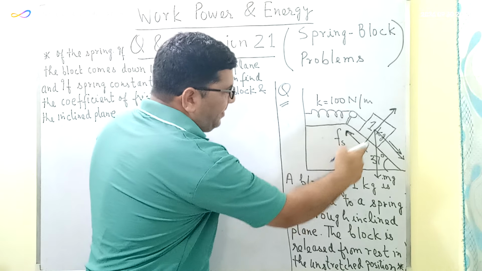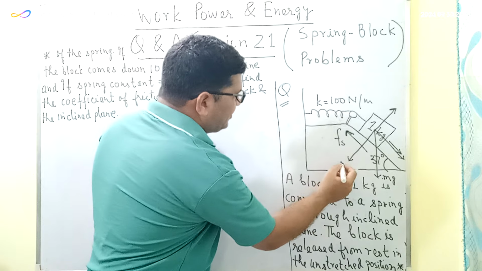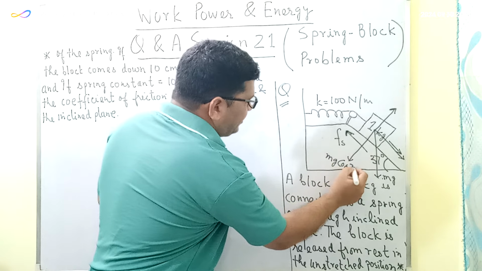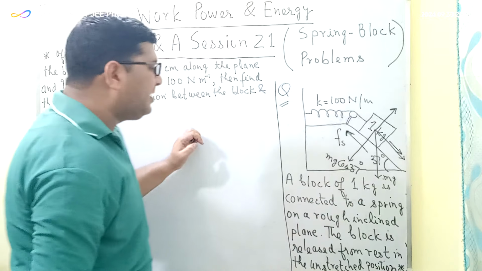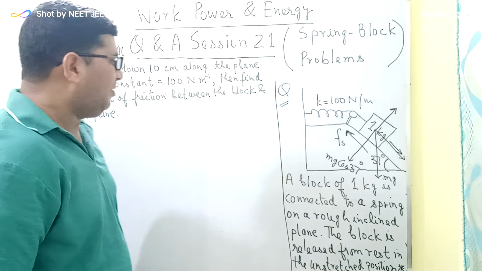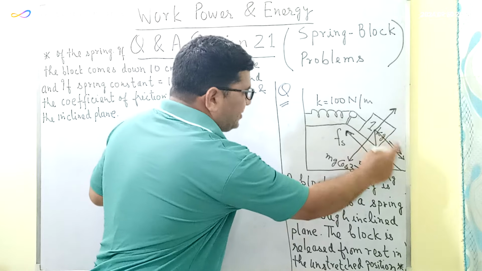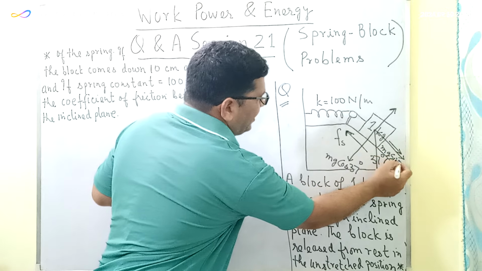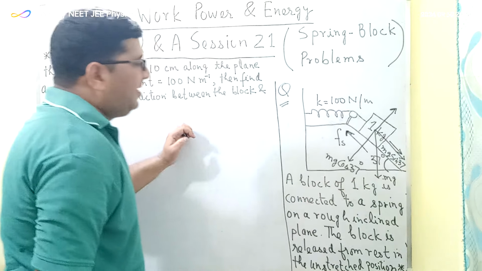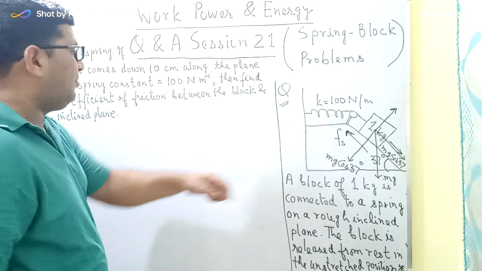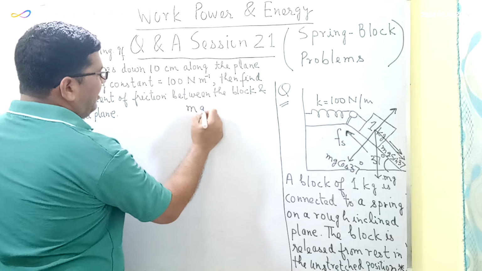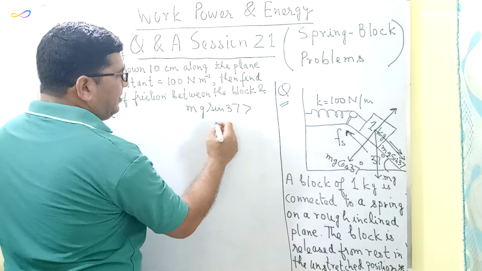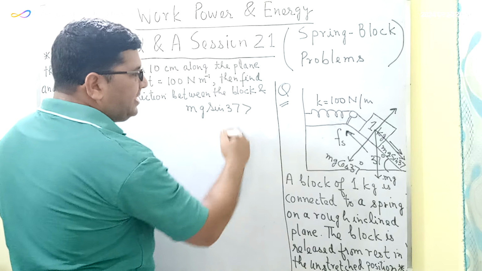This is the component which is perpendicular to the inclined plane, and it is equal to mg cos 37 degree, because 37 degree is the angle of inclination of the plane with the horizontal. The component parallel to the plane will be equal to mg sin 37 degree. Now if the block is coming down, it means that mg sin 37 will be greater than the force of friction which is acting in the upward direction.